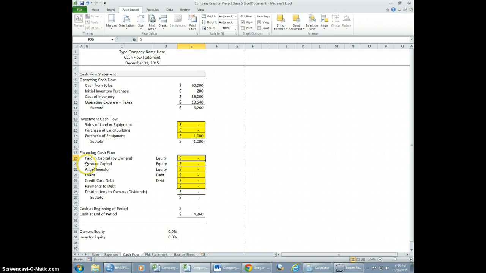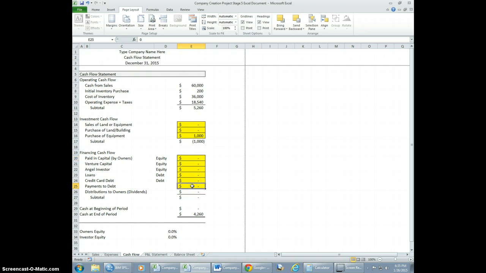And so there's a couple different types of investors: venture capitalists and angel investors, and you'll learn about the differences of those, or you have hopefully already learned about those in your book. Or you've raised money, or borrowed money rather, by taking out a loan or acquiring credit card debt. And this payment to debt would be if you have already taken out a loan or credit card debt and you are deciding to pay it off.